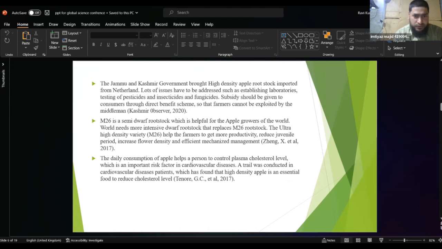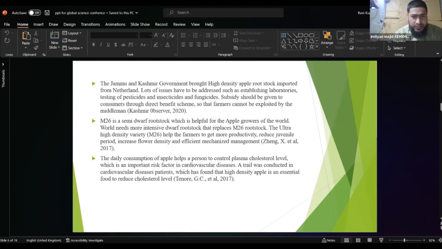M26 is a semi-dwarf rootstock, which is helpful for the apple growers of the world. The world needs a more intensive dwarf rootstock that replaces the M26 rootstock. The ultra-high-density variety on M26 helps the farmers to get more productivity, reduce the juvenile period, increase flower density, and allow efficient management.